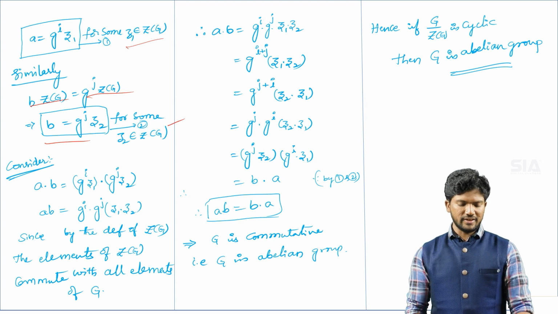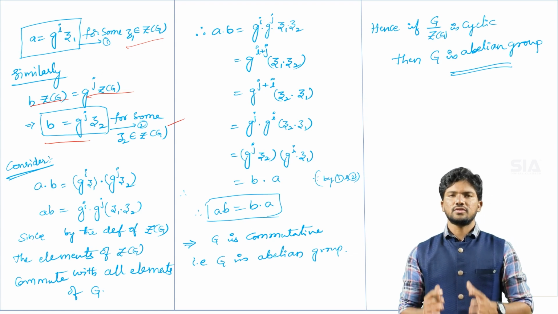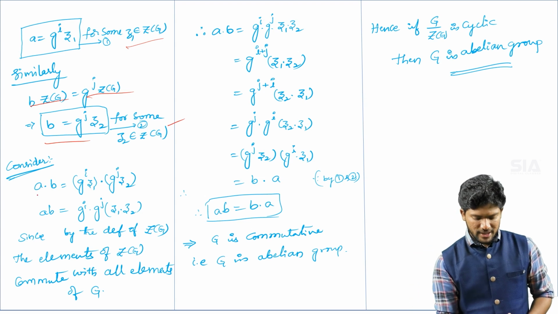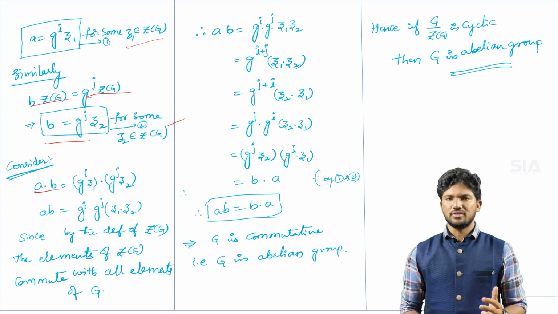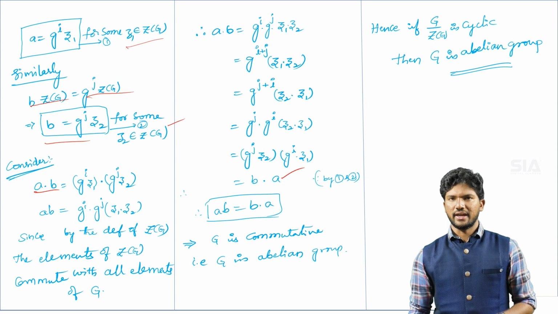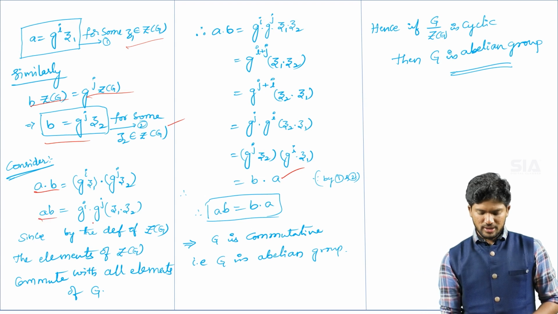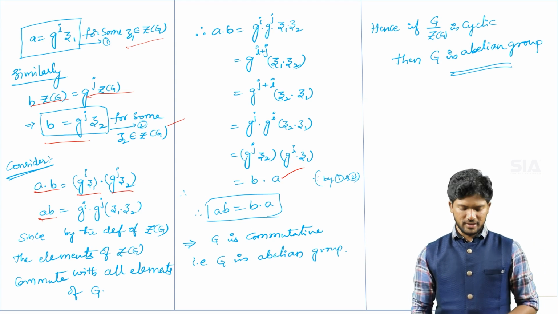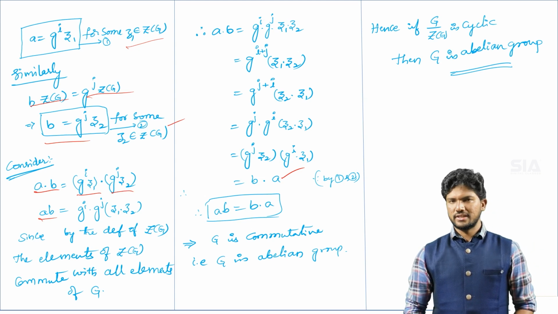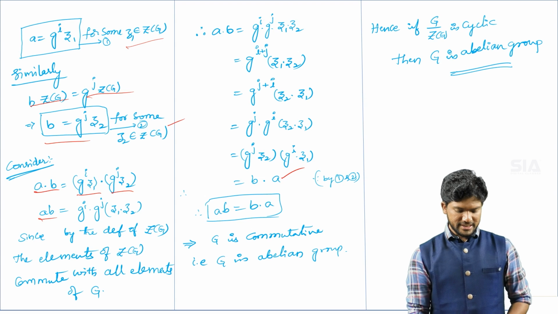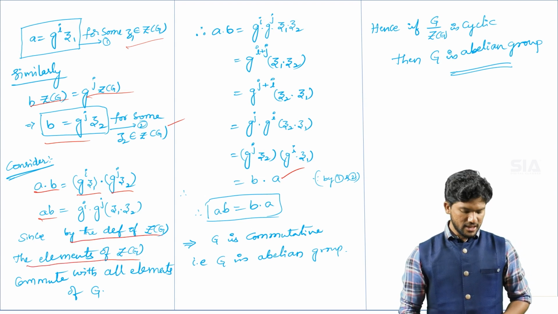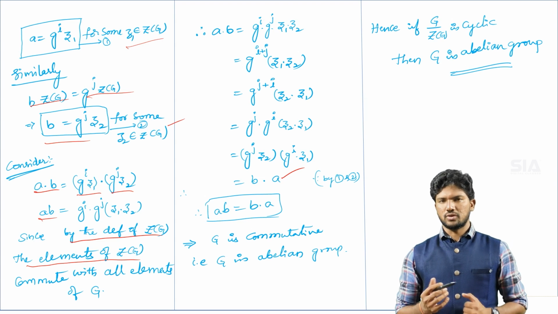Now by using equation number 1 and equation number 2, we are going to prove that capital G is abelian. Consider the product A into B. We have to prove that it equals B into A. A into B is equal to, substituting the A and B values from equation 1 and equation 2, and then simplifying to get B into A. By the definition of Z of G, the elements of the center Z of G commute with all the elements of the group capital G.